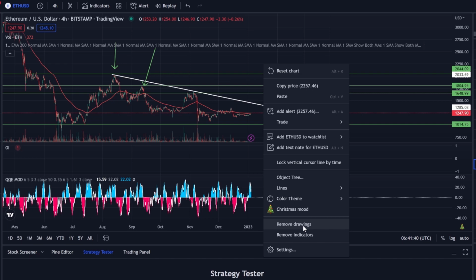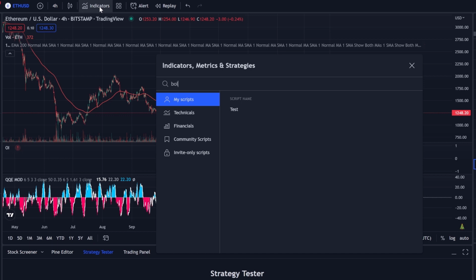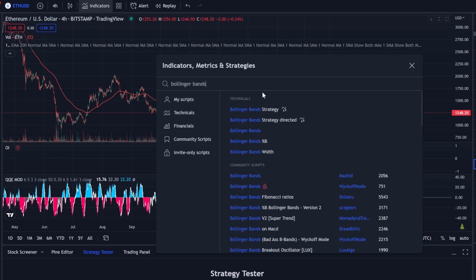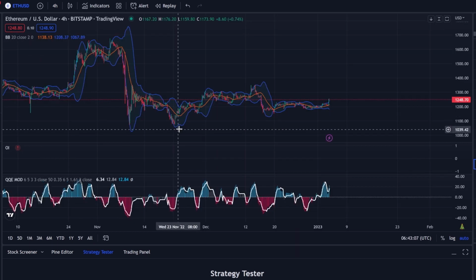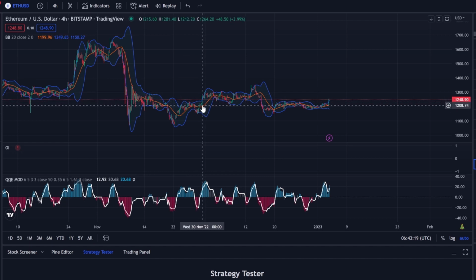I'll remove the drawings so we can get a closer look at other forms of resistance. Indicators that plot standard deviations like the Bollinger Bands also act as a form of resistance, although they're not as strong. Notice how the price bounces and rejects in between these upper and lower bands. We can make use of this information in one of our next strategies. We can use these bands as support and resistance.